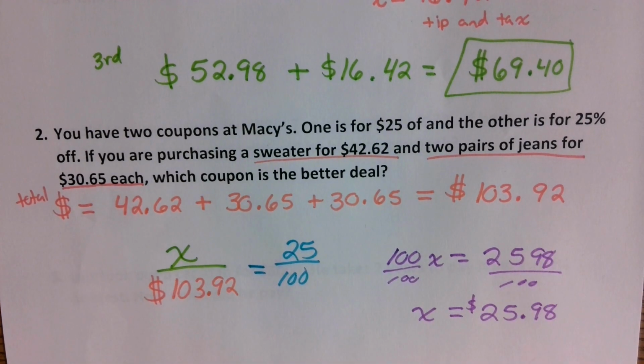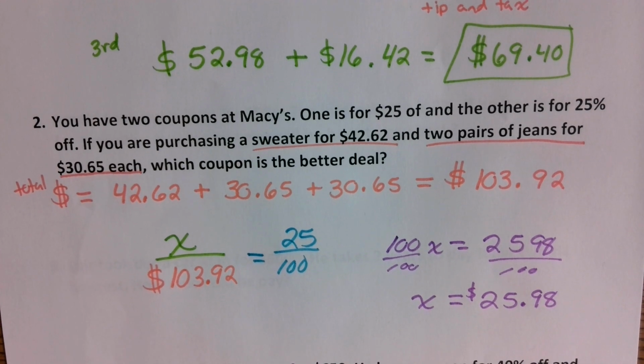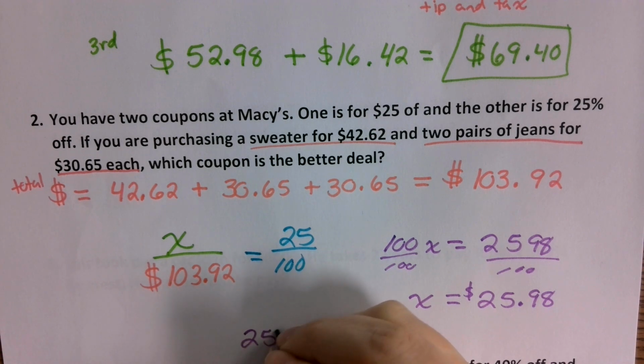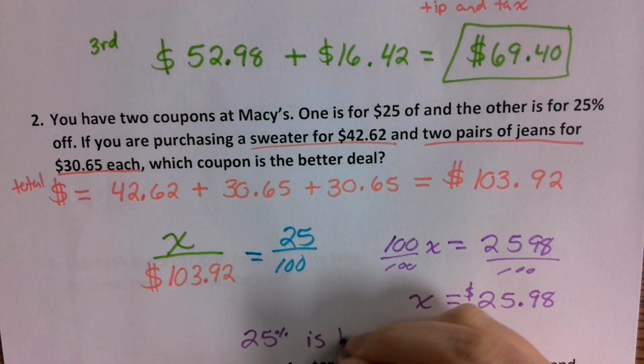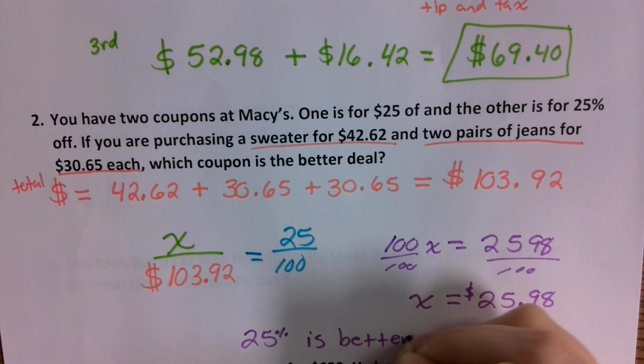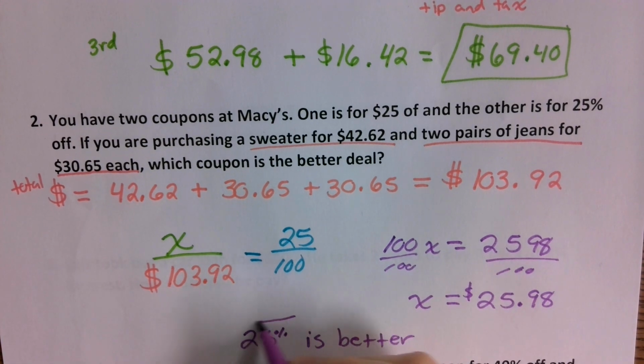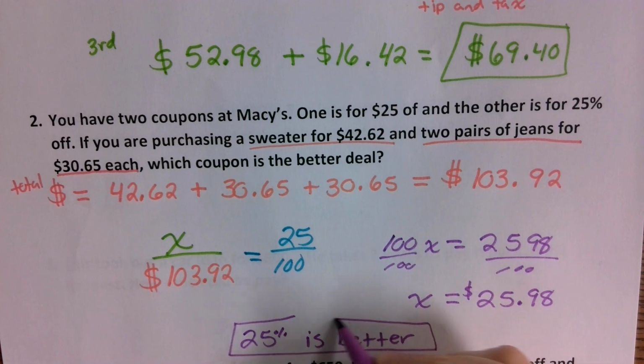So which one's the better deal? $25 off or 25% off? Which one's going to take more money off? 25%. The percentage is going to take more off. Okay, so the 25% is better, right? Takes an additional 98 cents off. That 98 cents might not seem like much, but it calculates and adds up.